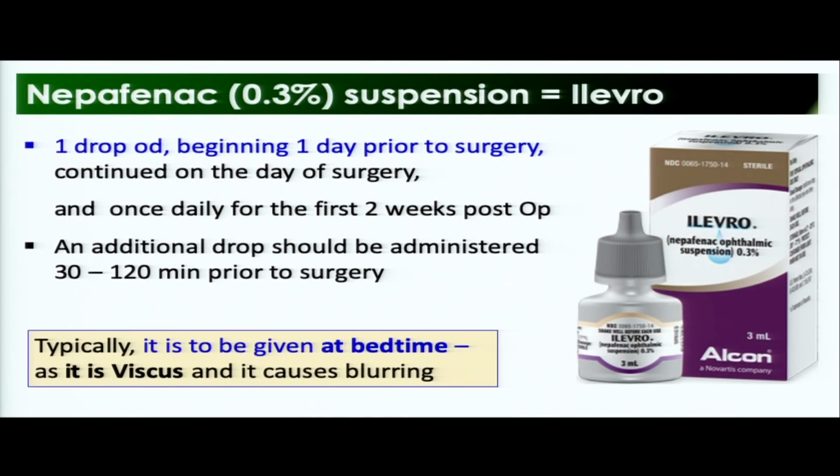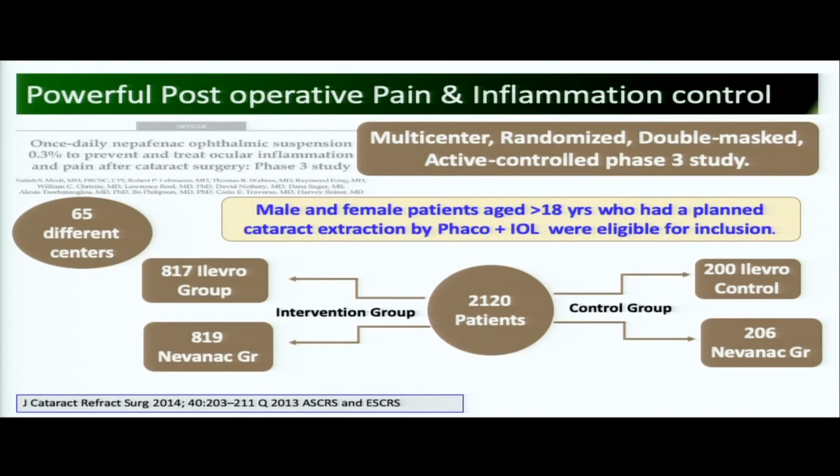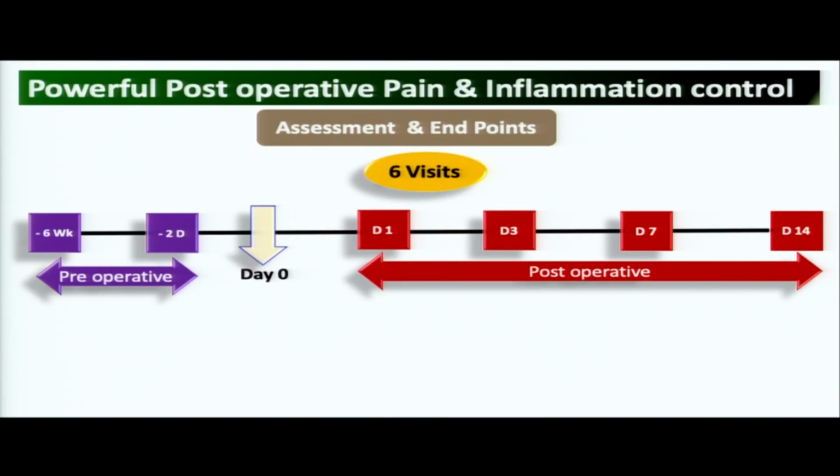And what is the dose schedule? 1 drop OD, beginning 1 day prior to surgery, continued on the day of surgery, typically as given in their leaflet inside the box, and an additional drop may be administered 30 to 120 minutes before on the day of surgery. Typically it has to be given at bedtime because it is highly viscous and the patient may not like it as it causes blurring. There are several studies on 0.3 versus 0.1, and a lot of studies are there.